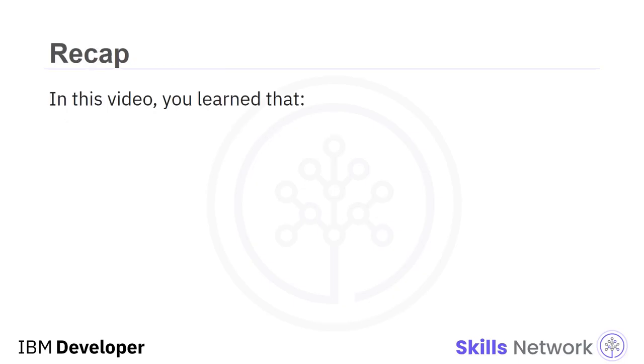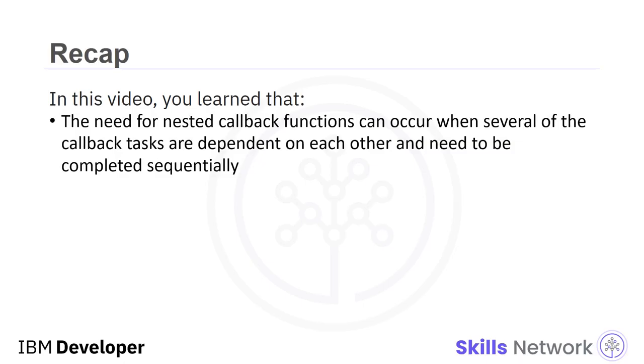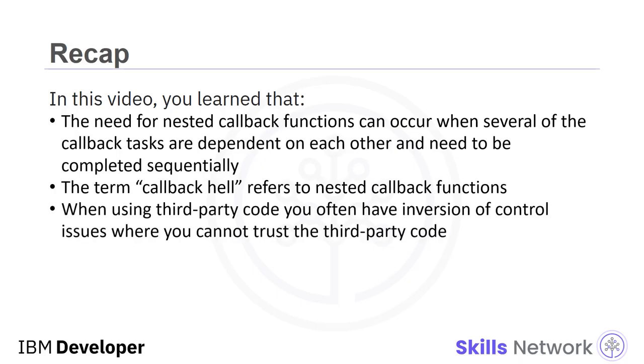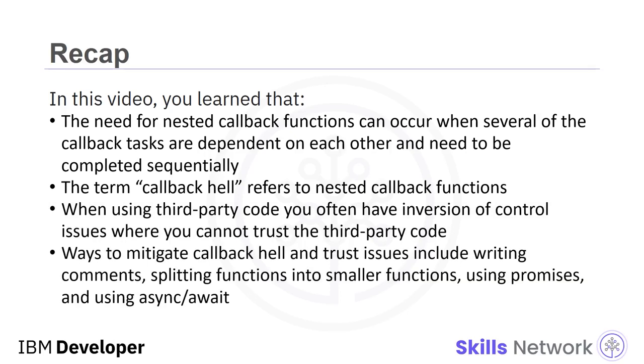In this video, you learned that the need for nested callback functions can occur when several of the callback tasks are dependent on each other and need to be completed sequentially. The term callback hell refers to nested callback functions. When using third-party code, you often have inversion of control issues where you cannot trust the third-party code. And ways to mitigate callback hell and trust issues include writing comments, splitting functions into smaller functions, using promises, and using async await.